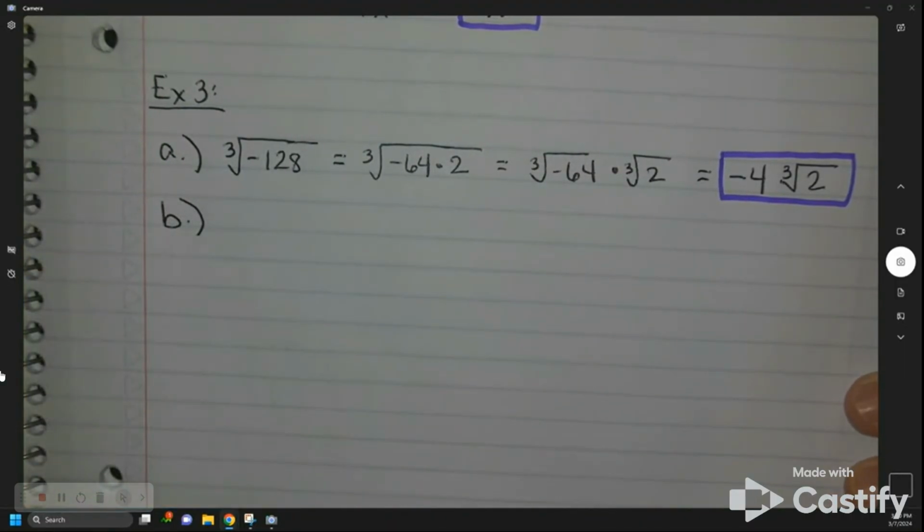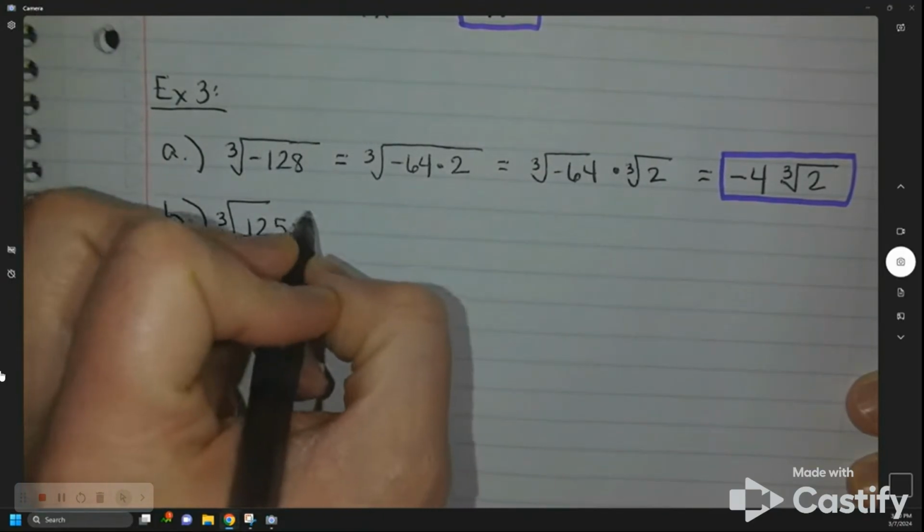For letter B, our expression that we're going to simplify is the cubed root of 125 x to the 7th.